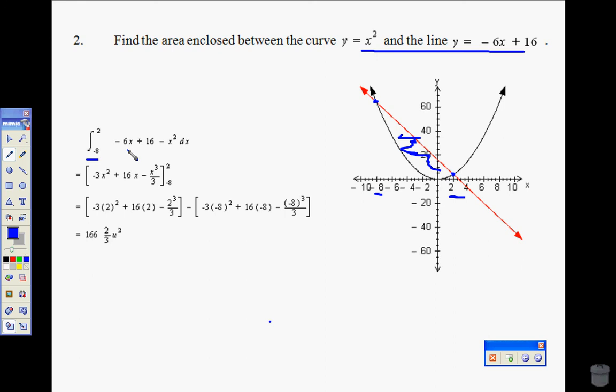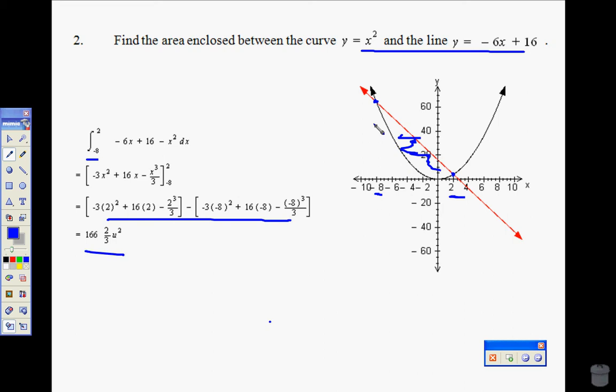And then we just separate terms, so integrate them. Minus 6x becomes minus 3x squared. 16 becomes 16x. Minus x squared becomes minus x cubed over 3. And then do the substitution. Substitute 2 in, and substitute minus 8 in to both of them. Then this is basically a calculator exercise, being a bit careful, to give us 166 and 2/3.